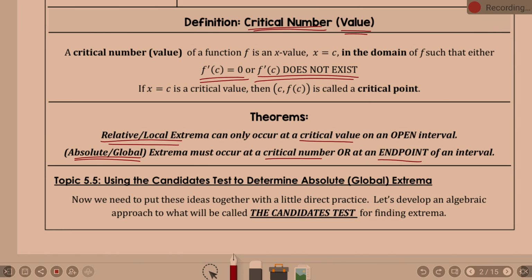That leads us to the candidates test. On this next page, we're going to use the candidates test to determine the absolute extrema. We have a list of different values that are extrema. What is the absolute without looking at a graph? We'll find each of our critical values, where extrema might be, and then find the y values to decide which one is the absolute.